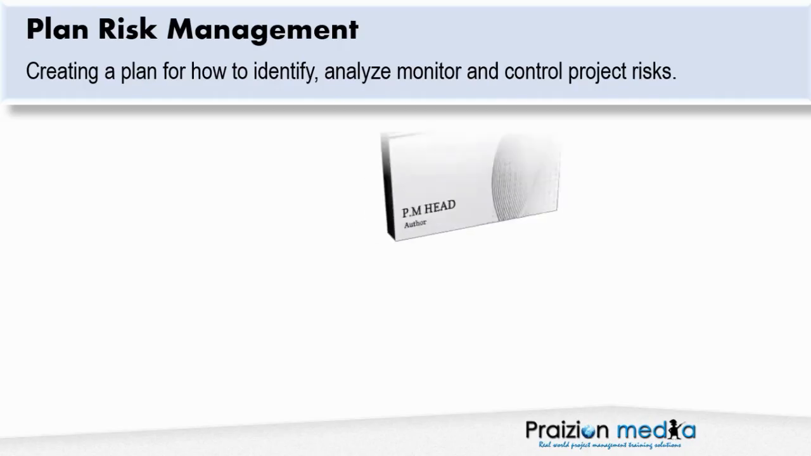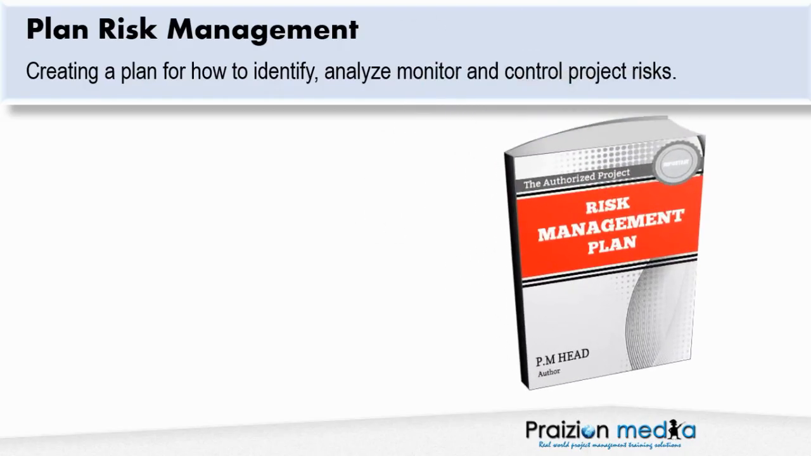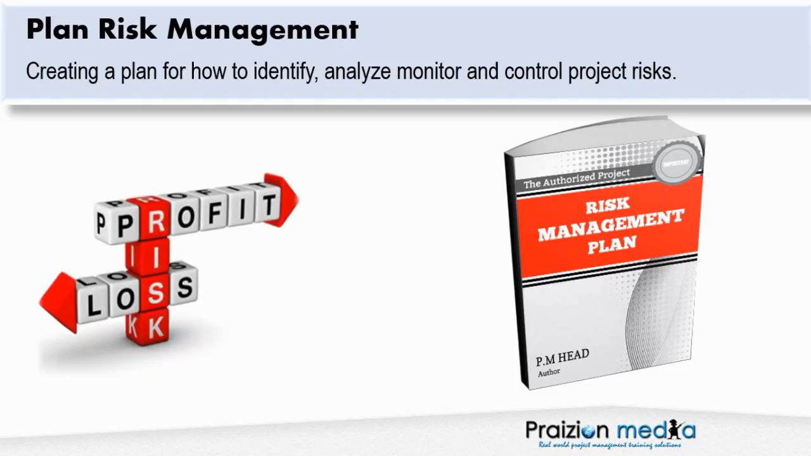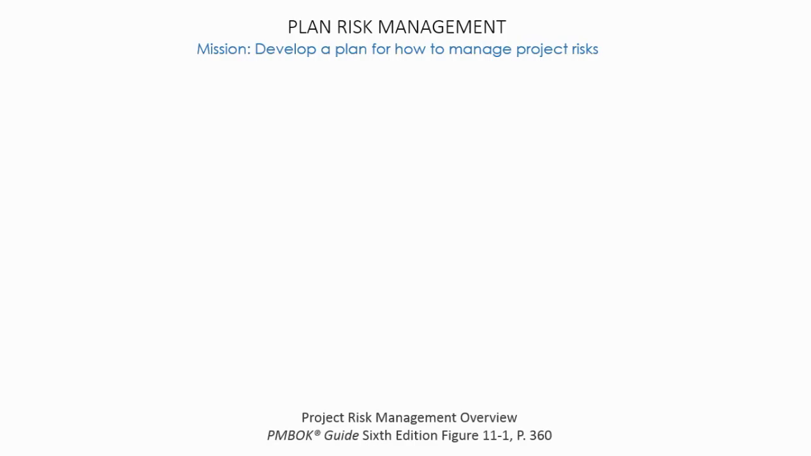So our job here as project managers is to ensure that both positive and negative uncertainties that can impact the project are identified and adequately managed. The first process here is plan risk management. It's creating a plan for how to identify, analyze, monitor, and control risks. So our major goal is to develop this plan called the risk management plan for managing risks.